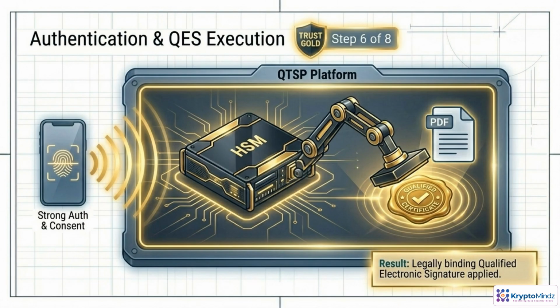At this stage, the user has already been strongly authenticated and has given explicit consent. That proof is sent to the qualified trust service provider, which controls the user's private signing key inside a hardware security module. The QTSP platform combines the protected key, the user's certificate, and the document hash to generate the qualified electronic signature. The result is a PDF that now carries a legally binding QES, enforceable like a handwritten signature across the EU.